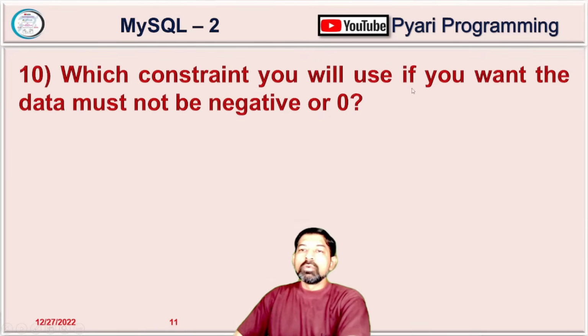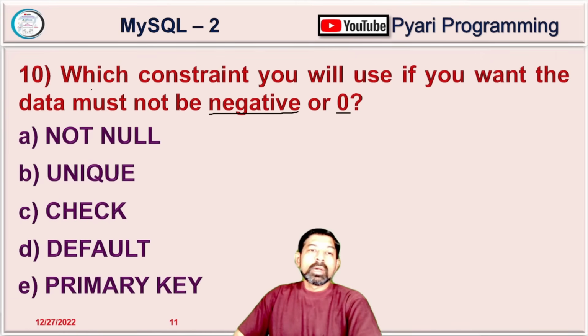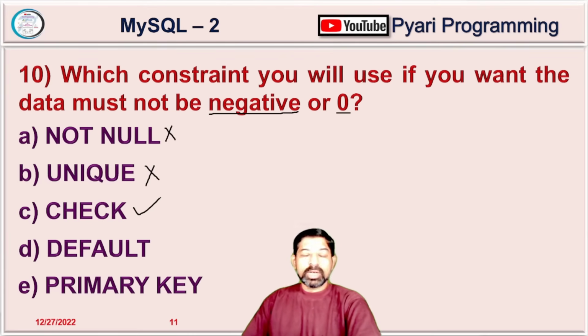And the question is asking which constraint you will use if you want the data must not be a negative or zero. Now this is restricting the data that you are entering, it must not be a negative value or it cannot be a zero value. So let's see. NOT NULL cannot be, because it is restricting for the null value. UNIQUE cannot be. Your CHECK can be, because with the help of CHECK we can limit the data. That means it must be greater than or equal to 0.